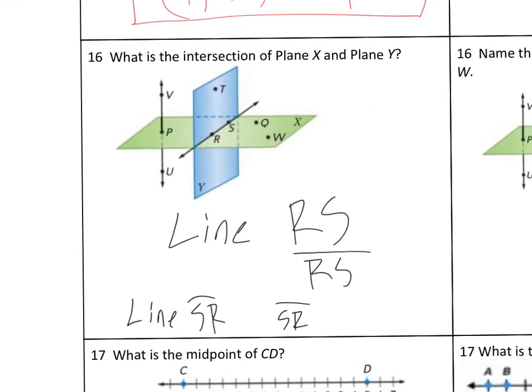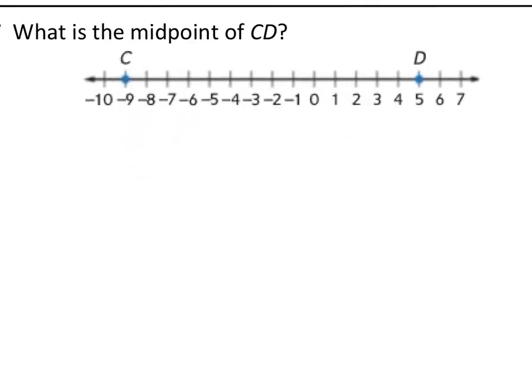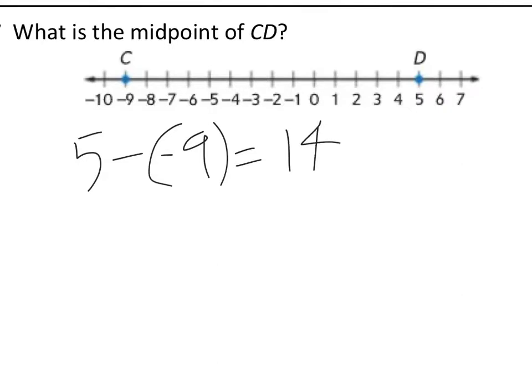Okay? And then this last one is, what's the midpoint of CD? So you need to determine the distance it traveled from C to D. So you take the second point, 5, and you minus the original point, negative 9. And so that's going to be a distance of 14. I need to go halfway there, right? So what's half of 14?